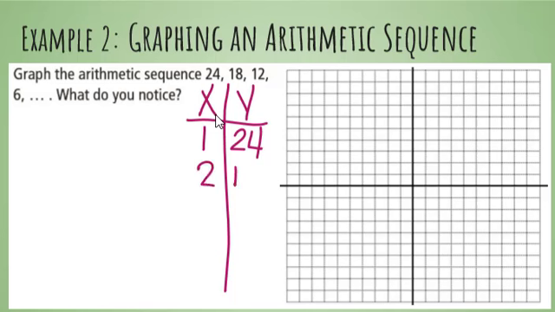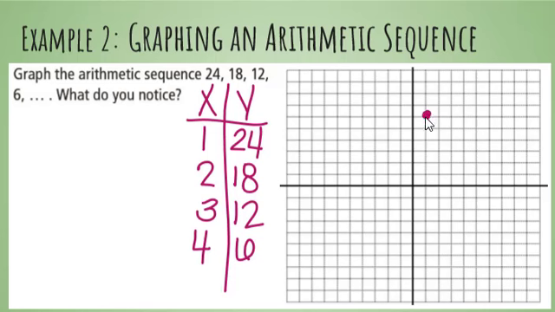The second term in my sequence is 18. The third term in my sequence is 12. And the fourth term in my sequence is 6. So now we're going to plot these points on this coordinate plane. So for our first point, we have (1, 24). So here's 1, and then I'm going to count these by 4. So 4, 8, 12, 16, 20, 24. So here's our first point.